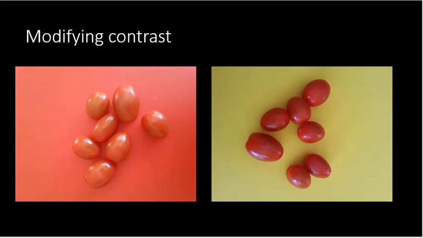So for example here, I've taken a picture of just some cherry tomatoes, and what I did was I placed the ones on the left on a red chopping board and I placed the ones on the right on a yellow chopping board. And you can see that just by changing the background, the contrast is quite significantly modified. Now, of course, you're watching this and I'm assuming, have perfect vision and you can see the tomatoes on the red chopping board. But if you've got reduced vision, it's much easier to see the tomatoes on a yellow chopping board.